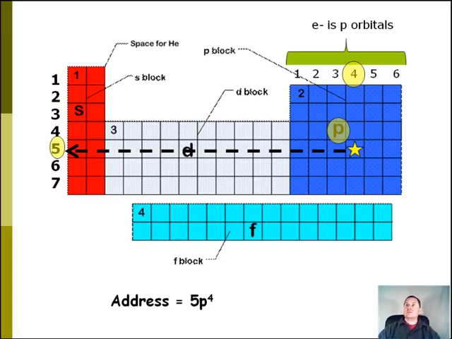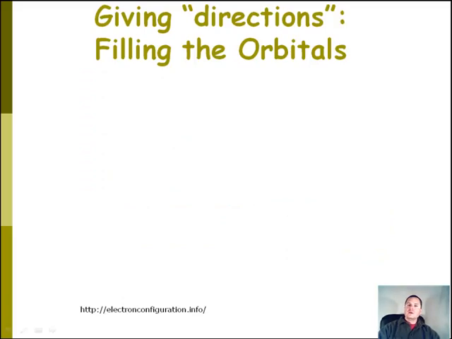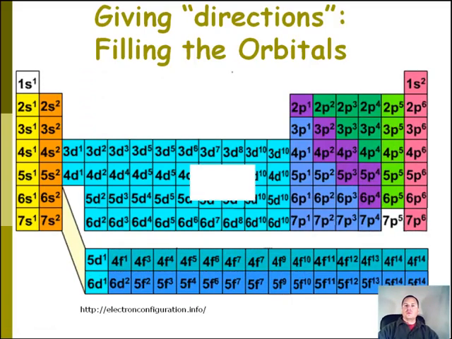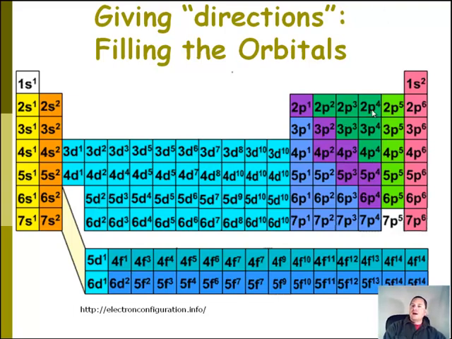Now, if I wanted to get you there, I'd have to give you directions from your house to my house, and that's what the rest of the electron configuration is. So giving the directions or filling in the orbitals. So what we have here, this is a cheat sheet. Each box represents the final electron position. I think the last one we said was 5p4 was right here. Okay, so what we have to do now is to give directions how to get there.